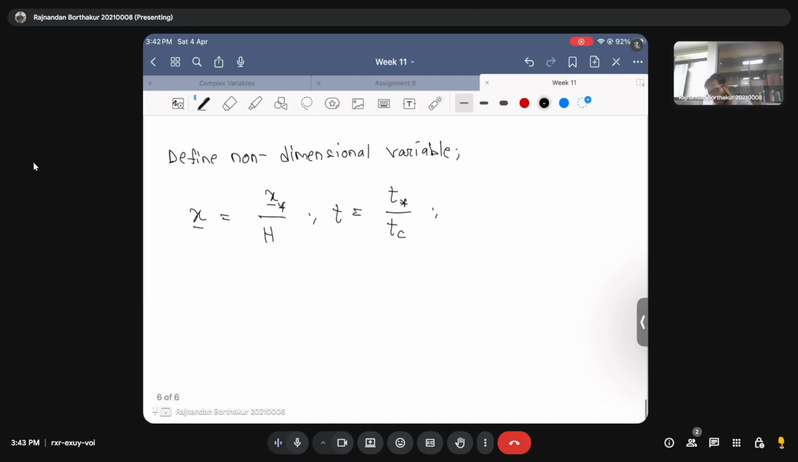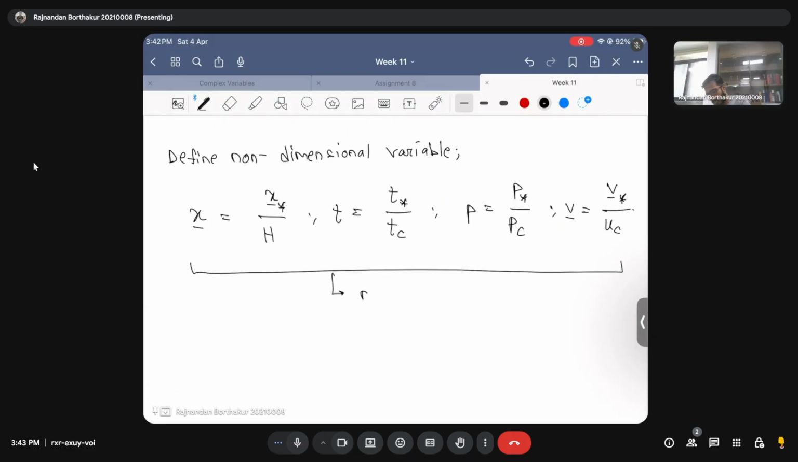Okay. And the non-dimensional pressure is going to be P star by PC. You can choose PC to be P naught, that is, the base pressure. That is completely up to you. And then my non-dimensional velocity is going to be my dimensional velocity divided by the characteristic velocity. So these are my non-dimensional variables, obtained by choosing the appropriate characteristic scales.